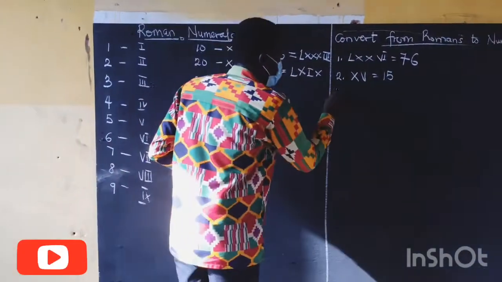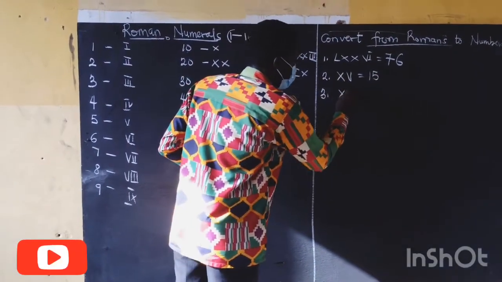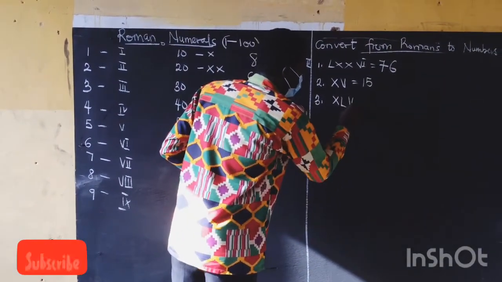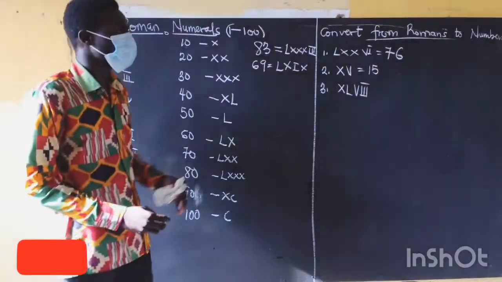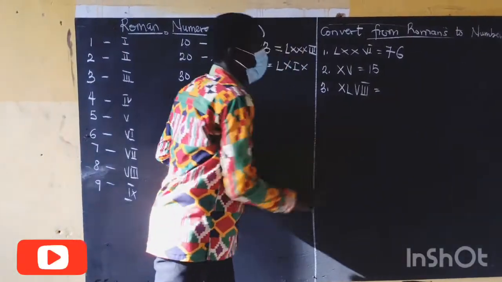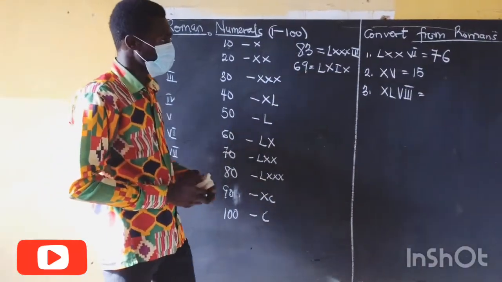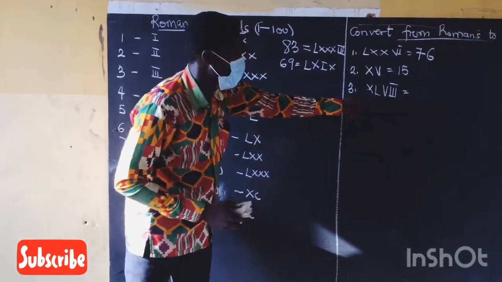Now let's say I have XLVIII. I have this that I'm to convert into numbers. When you look at XL, X is 10.